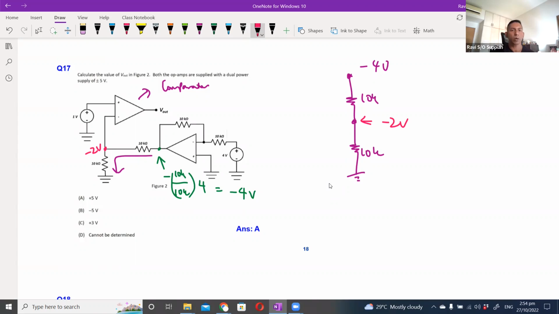So for the first op-amp, there are two inputs. One is a 1 volt, the other is a negative 2 volts. Which means that your V plus is greater than your V minus, correct? This is your 1 volt greater than your negative 2 volt. So that implies that the output will be positive V set, which is plus 5 volt.